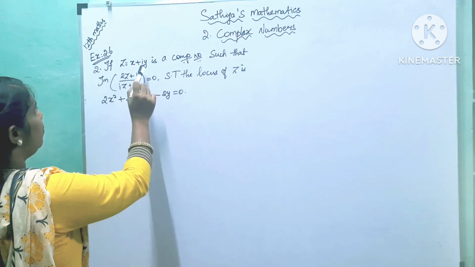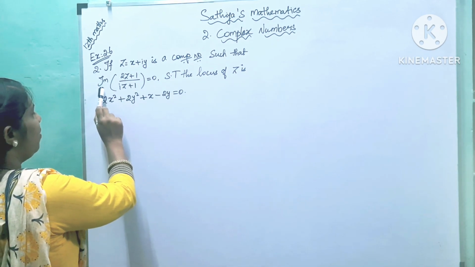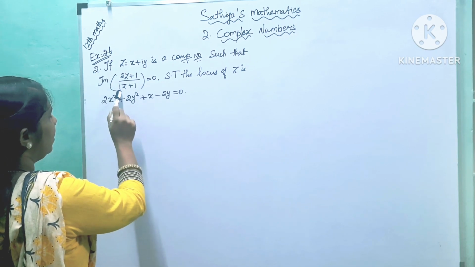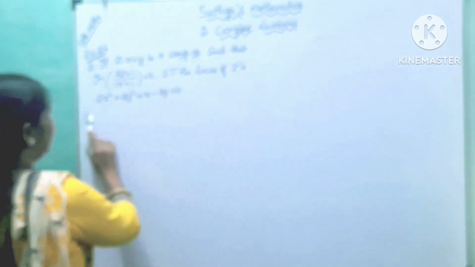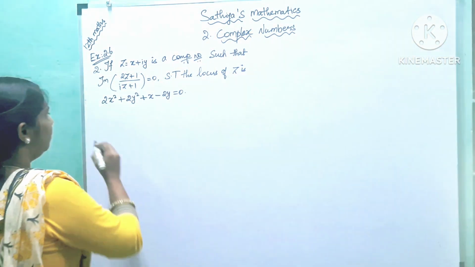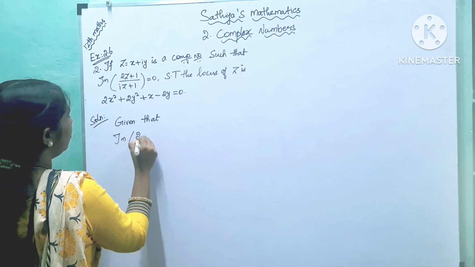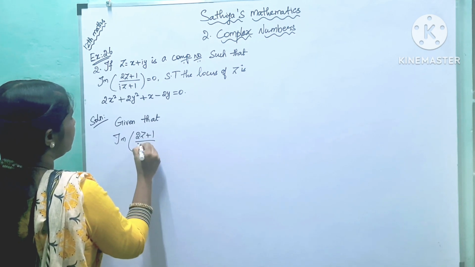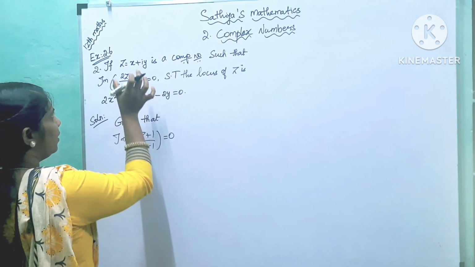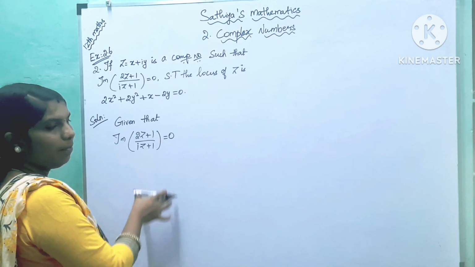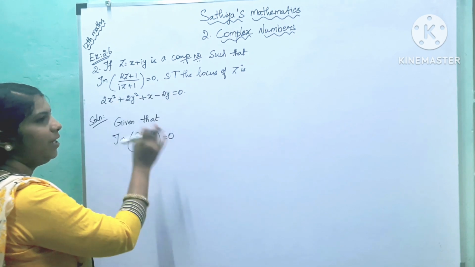What is given is that z is equal to x plus iy is a complex number and that satisfies the condition imaginary part of 2z plus 1 by iz plus 1 is equal to 0. Then we need to show that the locus of z is this equation. Given that imaginary part of 2z plus 1 by iz plus 1 is equal to 0. The given complex number must satisfy the condition. By satisfying it, we need to prove that the locus of z is this equation.